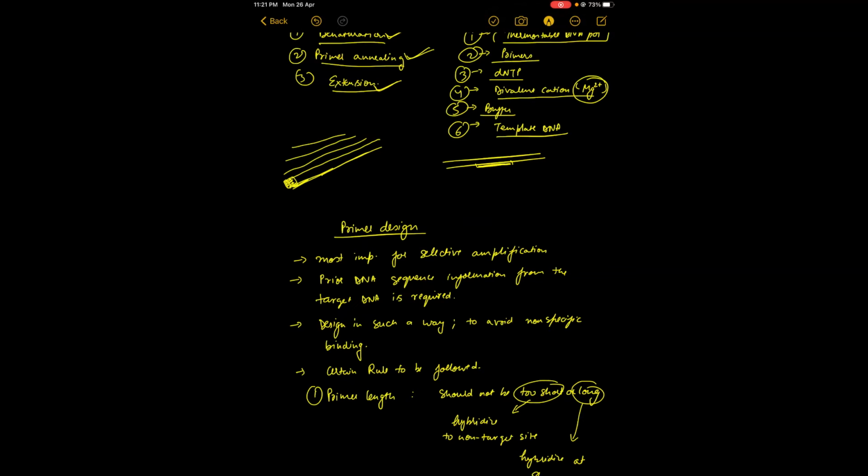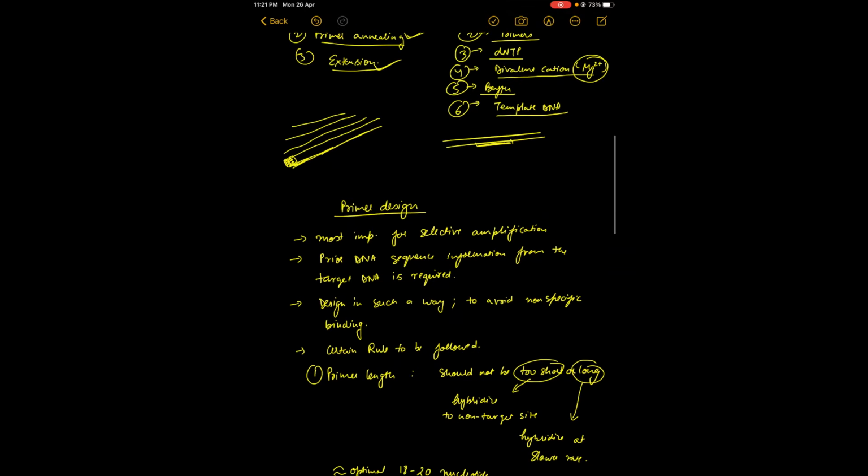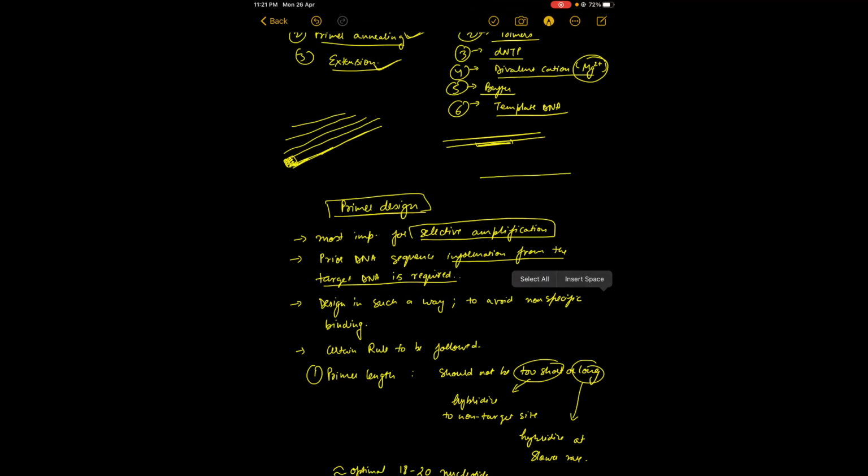Okay, and primer designing is a very important step, most importantly for selective amplification, and prior DNA sequence information from the target DNA is required. And this is very important, because if we don't know where our primers need to be incorporated, we are not able to get any amplified product. So we should know that target template.